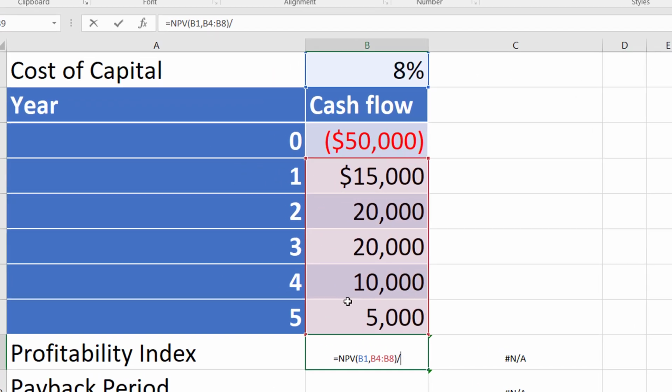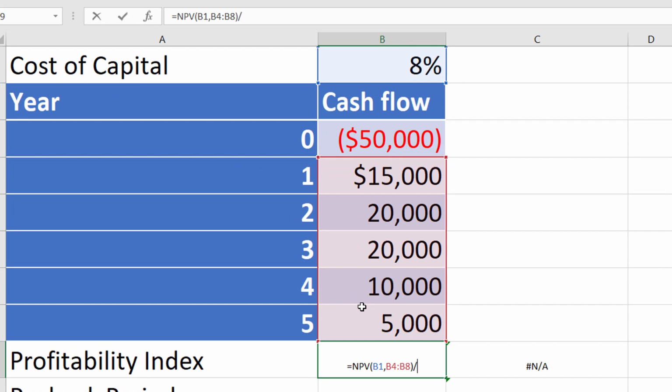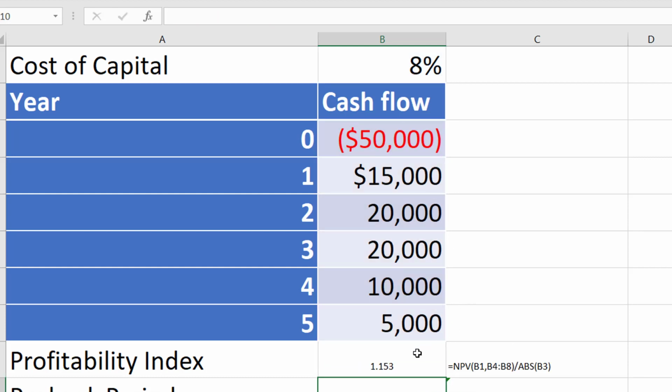So that's how we get the present value of future cash flow over the initial investment. The initial investment is negative 50,000. So if you just put that number, it becomes a negative ratio. But we don't want the profitability index to be negative. Therefore, I'm going to write ABS, meaning absolute value of that 50,000, so that the ratio will be positive, right? So that's all we do. And if we do that, the profitability index is 1.153. So this is the profitability index.